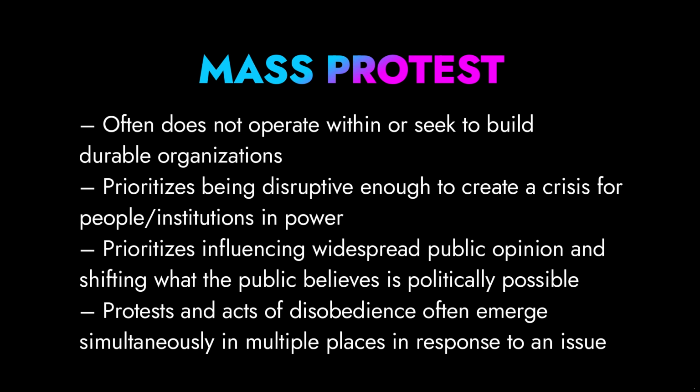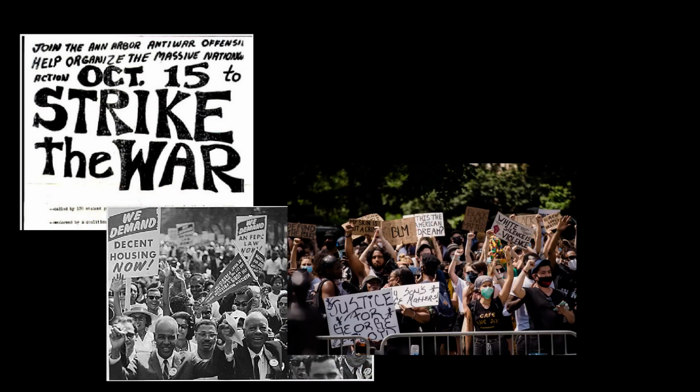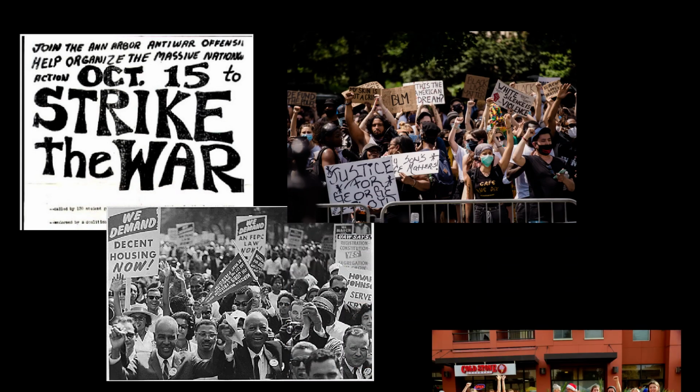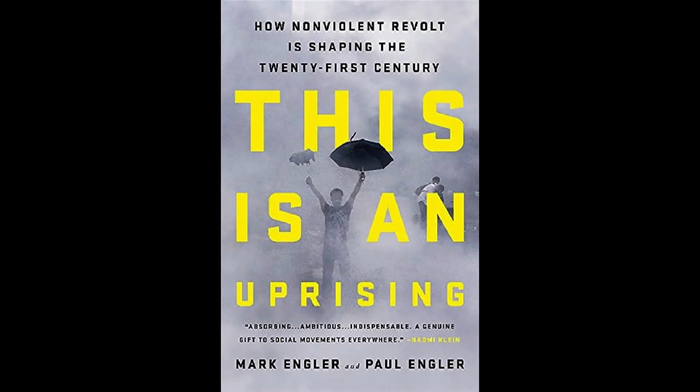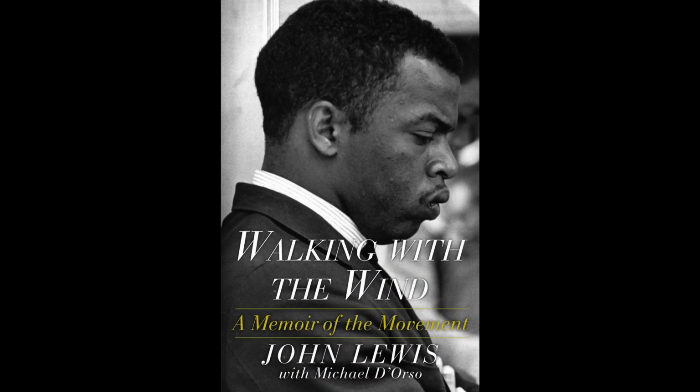Mass protests or acts of civil disobedience usually emerge simultaneously in multiple places in response to a deep and widespread issue. The anti-war movement of the 60s and some parts of the civil rights movement are great examples of mass protest. Other more modern examples are the movement for Black Lives in 2020 and much of the modern youth climate movement. To learn more about the differences between community organizing and mass protest, I cannot recommend This is an Uprising by Mark and Paul Engler highly enough. Walking with the Wind by John Lewis is also a great look at the civil rights movement and the ways that both mass protest and community organizing were used.